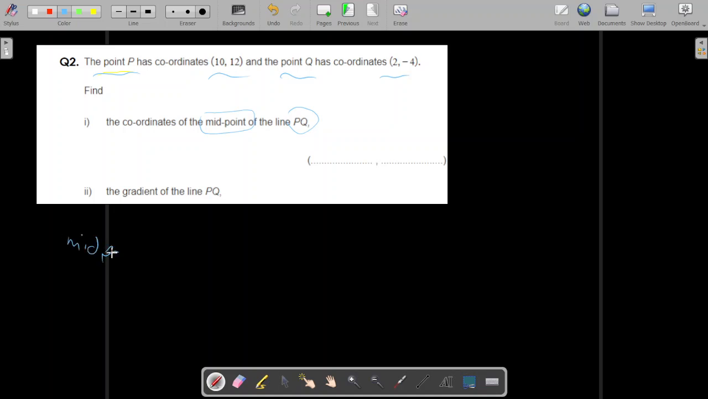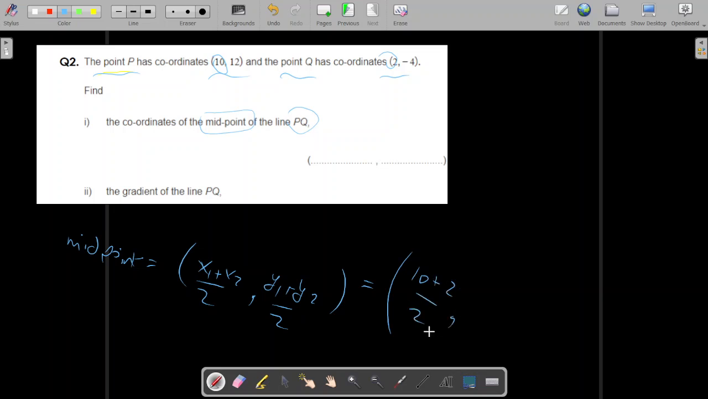It's straightforward. The midpoint is always equal to this. The x-coordinate of that point is equal to the x-coordinate of the first point plus x2 over 2, and the y-coordinate is going to be the summation of both y's of the 2 points over 2. This is x1, this is x2. So we're talking about adding 10 plus 2 over 2 to find out the x-coordinate of that midpoint, and then you are adding y1 with y2, so you're adding 12 plus negative 4 over 2.